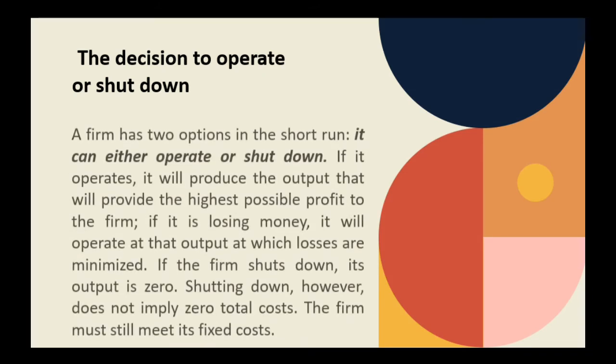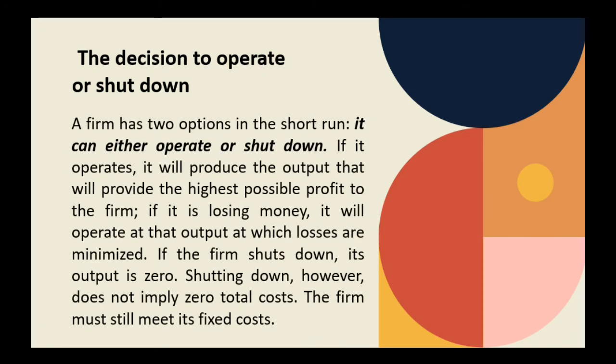So a firm has 2 options in the short run. It can either operate or shut down. If it operates, it will produce the output that will provide the highest possible profit for the firm. If it is losing money, it will operate at that output at which losses are minimized. If the firm shuts down, its output is 0. Shutting down, however, does not imply 0 total cost. The firm must still meet its fixed cost.